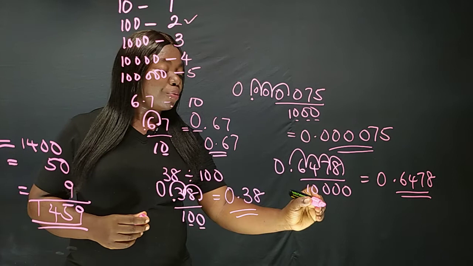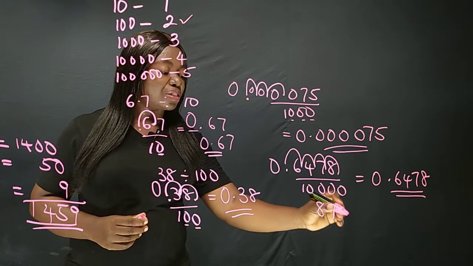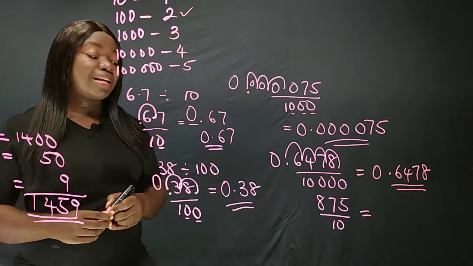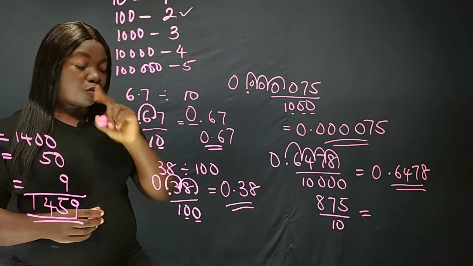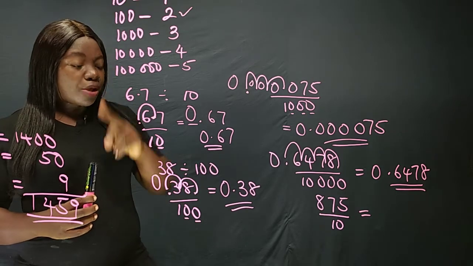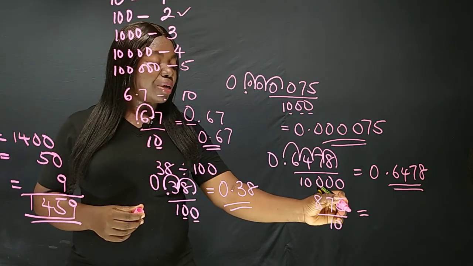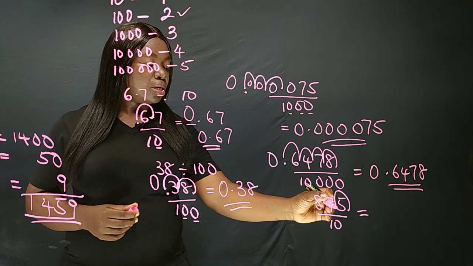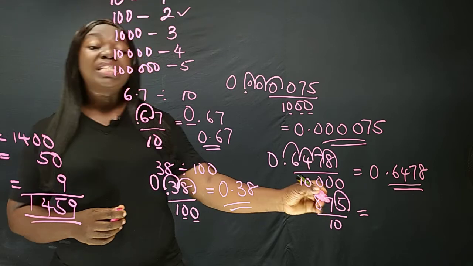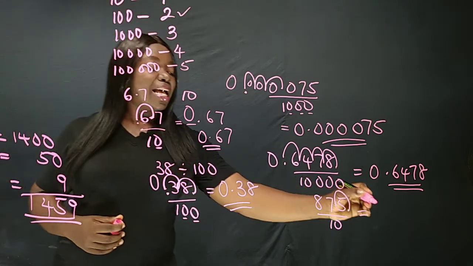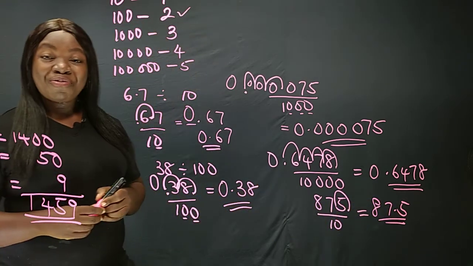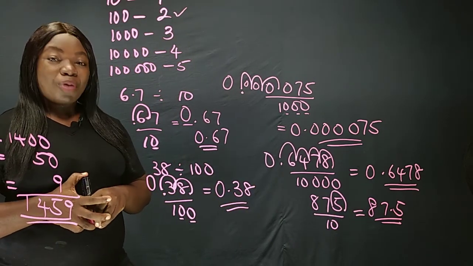So the next example will be 875 divided by 10. What is 875 divided by 10? 10 has an index of 1, which means we'll be counting from the decimal point to the left hand side only once. So let's start. The decimal point is here, so let's count 1. So the decimal point has been moved to the left, but in between 7 and 5. So the answer is 87.5.